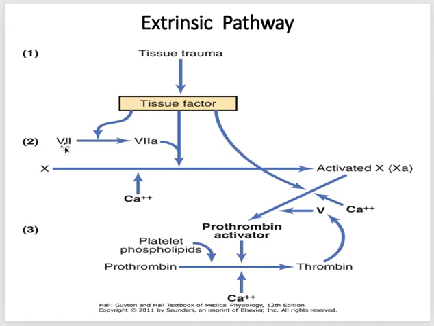So the thing is so simple. 7 is activated, which activates factor 10. Factor 10 activates factor 2, and factor 2 activates factor 1. And what is the end result? Simply, prothrombin is converted into thrombin. That's what we want. What is needed? Calcium. What is needed? Factor 5.